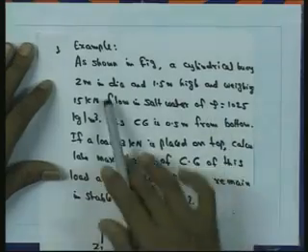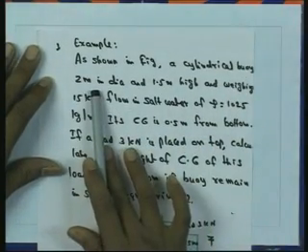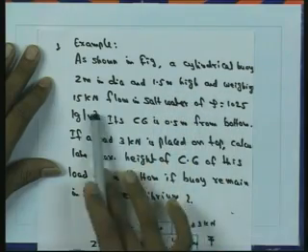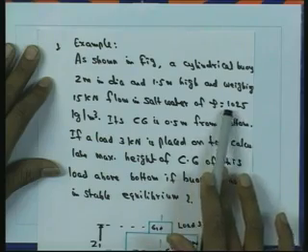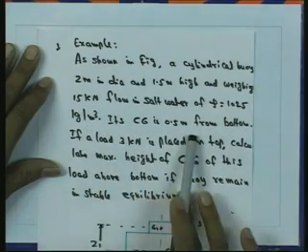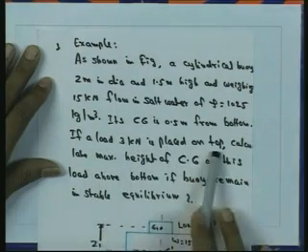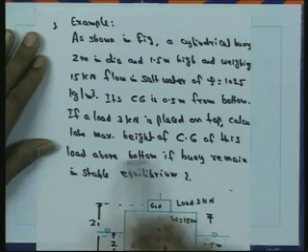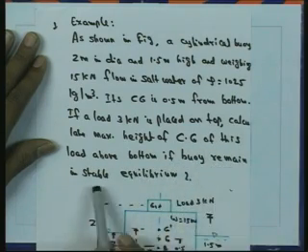The problem statement is as shown in the figure: a cylindrical buoy 2 meter in diameter and 1.5 meter in height, weighing 15 kilonewton, floats in salt water of density 1025 kilogram per meter cube. Its center of gravity is 0.5 meter from the bottom. If a load of 3 kilonewton is placed on the top, calculate the maximum height of the center of gravity of this load above the bottom if the buoy remains in stable equilibrium.